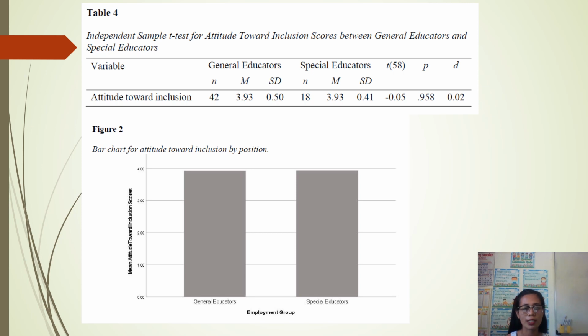For Table 4, it is entitled Independent Sample T-Test for Attitude Toward Inclusion Scores between General Educators and Special Educators. As we can see, the title of Table 4 is presented on top, which, according to our discussion last Saturday, is correctly done. While Figure 2, a bar chart for attitude toward inclusion by position, has its title on top, during our discussion Dr. Craig mentioned that the title for figures should be at the bottom part.